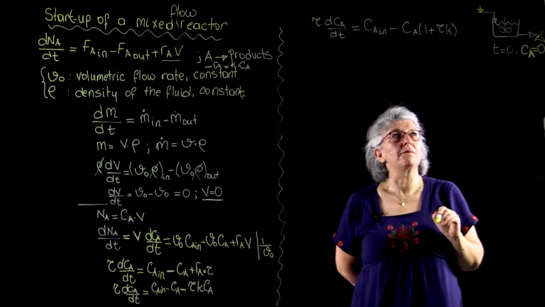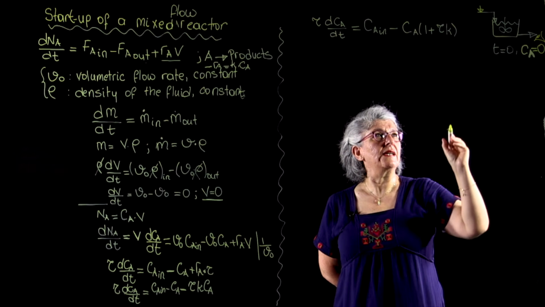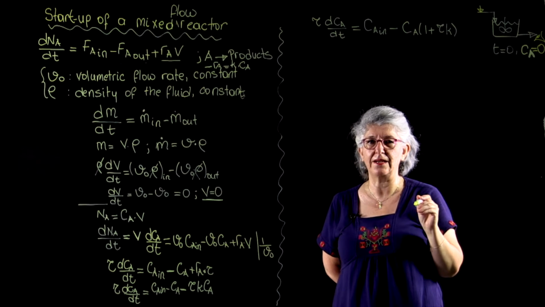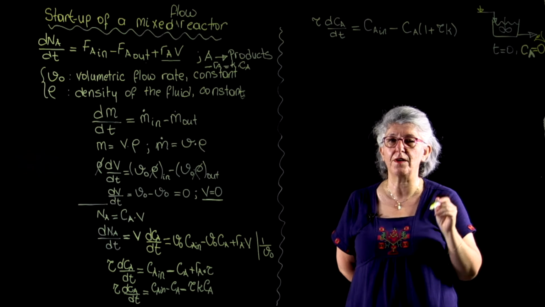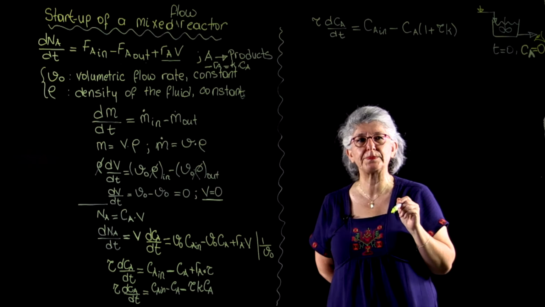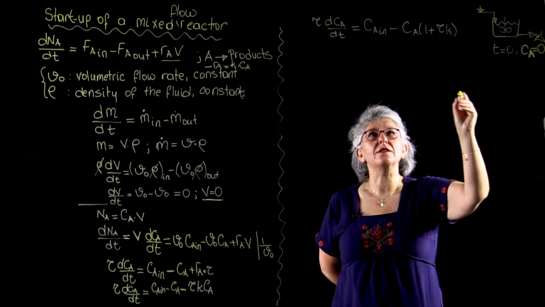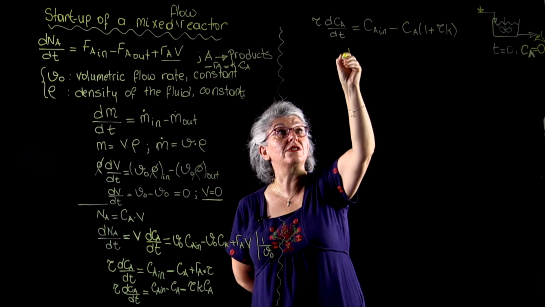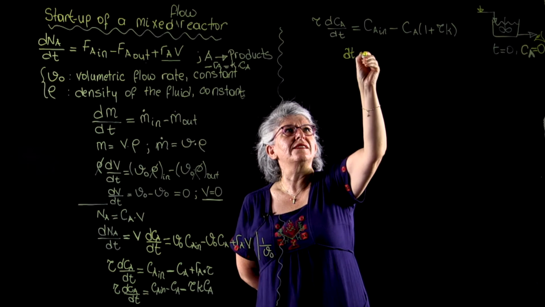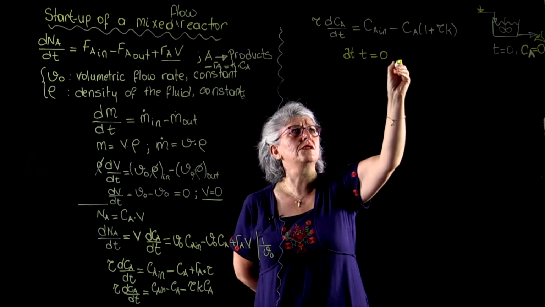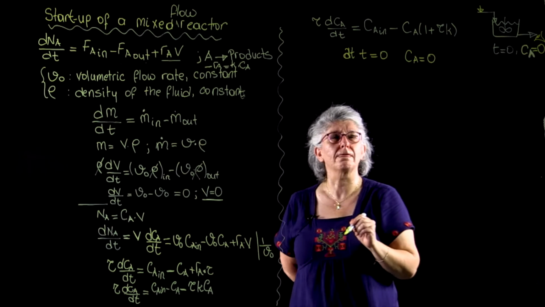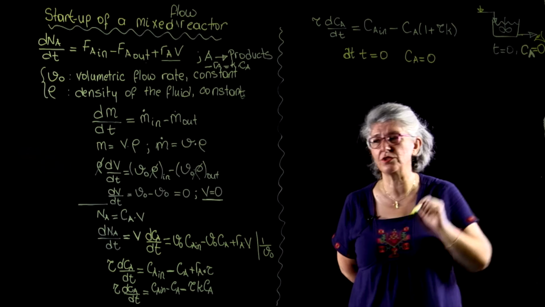My product stream is at the same concentration as the contents of the reactor. This is the condition of a well-mixed flow reactor. Now this is my boundary condition or initial condition: at time t equal to 0, Ca is equal to 0. So this is where I'm going to generate my solution.